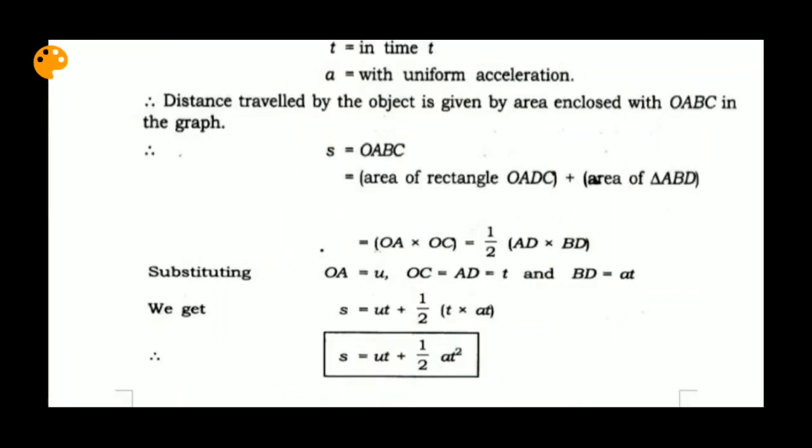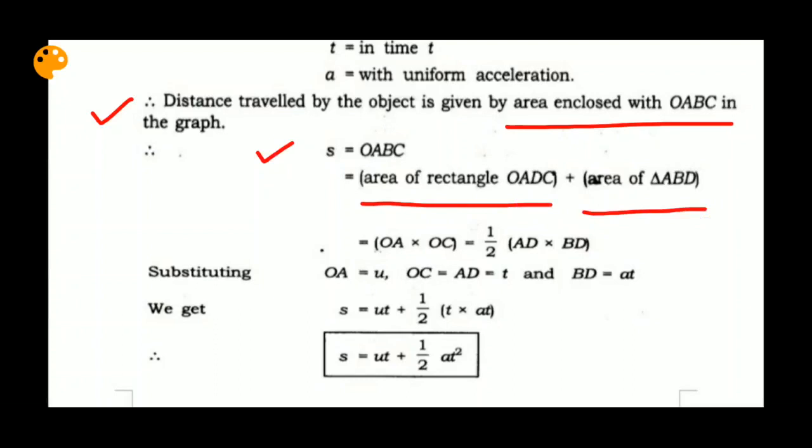Therefore, we may write that the distance travelled by the object is given by the area enclosed by OABC in the graph. So we can write that S is equal to the area of OABC, since S is used to represent the distance travelled by the object. OABC is divided into two figures, that is, the area of rectangle OADC plus the area of triangle ABD. We know that the area of a rectangle is side into side.